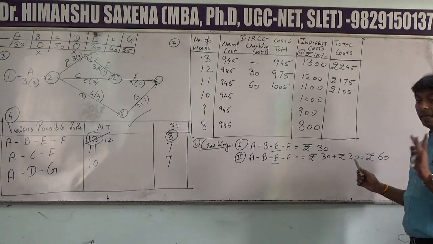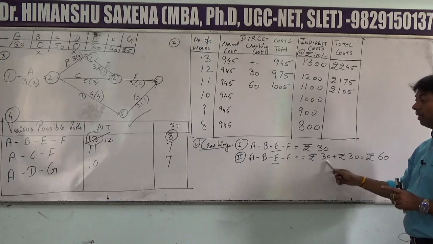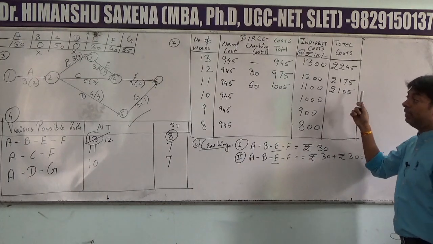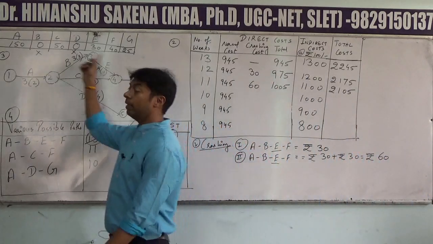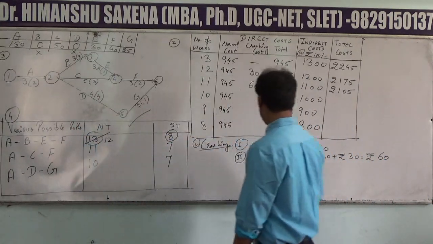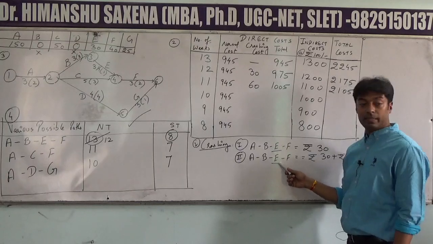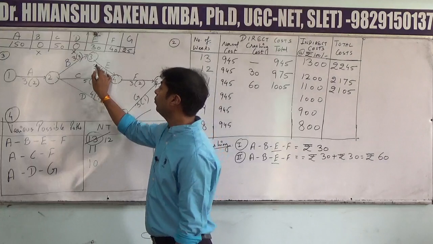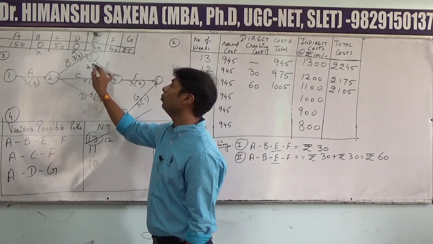So we have to make entries at 4 places. Number 1, crashing. Number 2, cost sheet. Number 3, in a diagram. So which activity have we selected? We selected activity E. So now E will be reduced from 3 to 2.